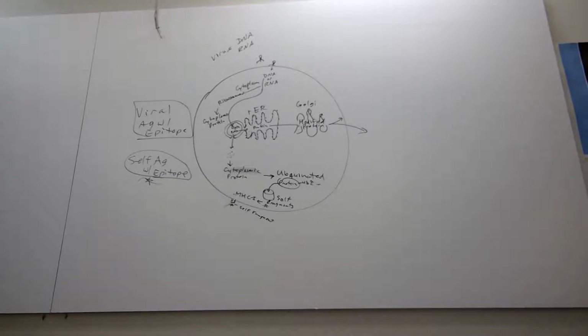All right. So self-antigen, viral antigen, guys. Cytoplasmic protein, MHC class 1. You understand that? Yes. So will there be bacterial antigens as well? There will. Absolutely. Of course, those enter via a different mechanism. That's what we're going to talk about now.